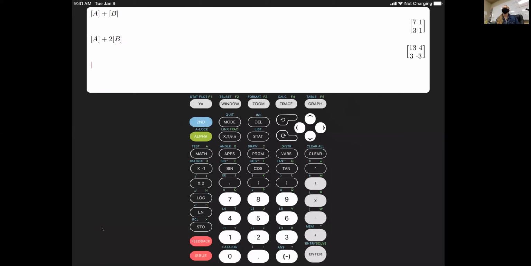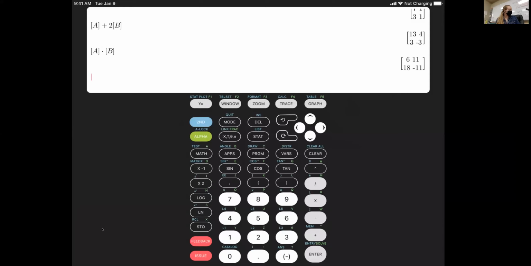Cool. Let's do a multiply one. Let's do a times b. So I'm going to do second matrix, go to a, and then press multiply, and then do second matrix b. And I got 6, 11, 18, negative 11. That's what I got from little d in my calculator.